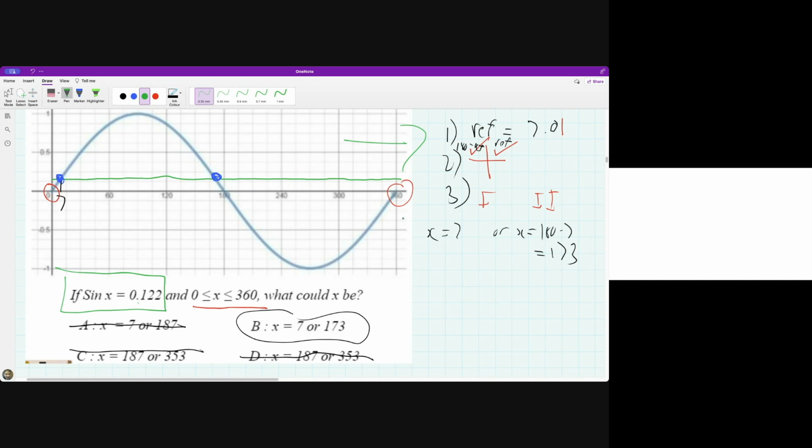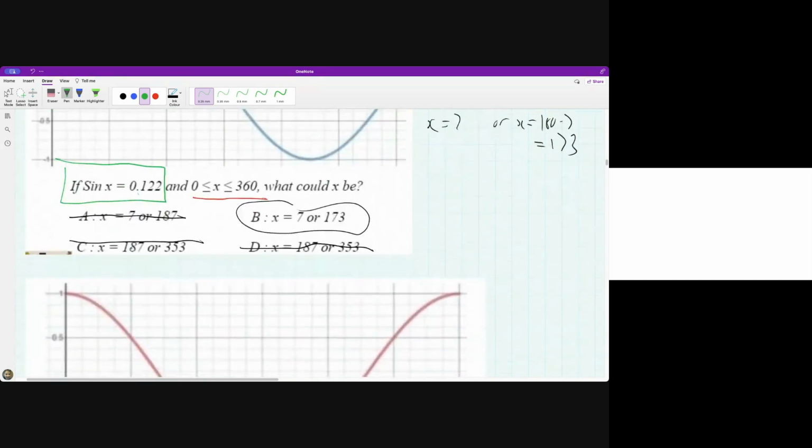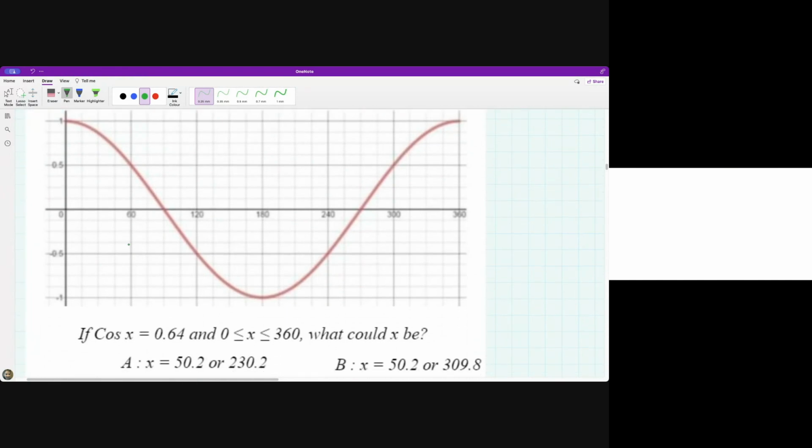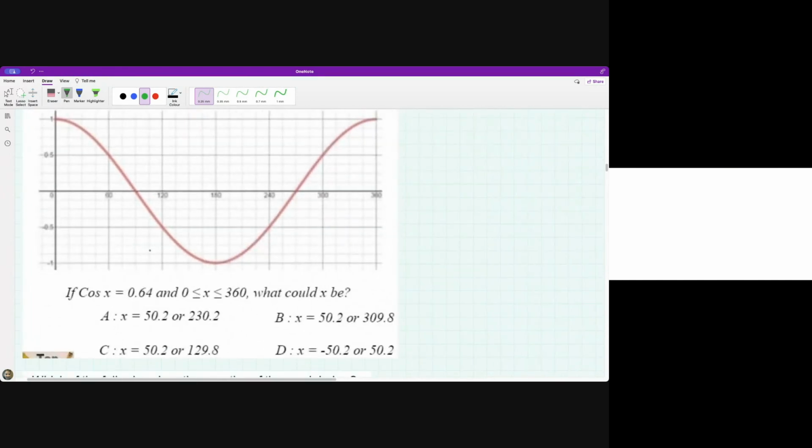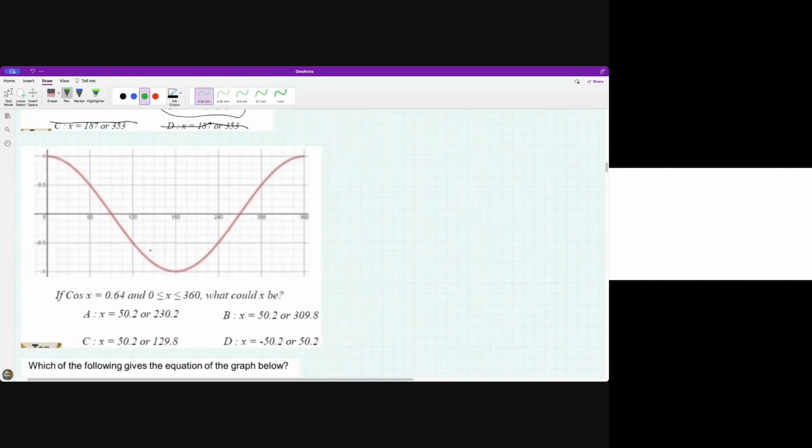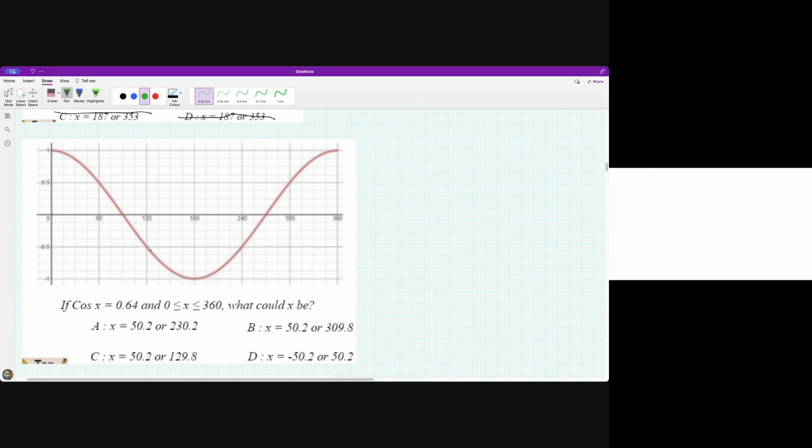So I'm going to do more of these examples, but I'm just wanting to reinforce this idea as we get going. Okay, here is your next question. Now you can use the graph or you can use theory, but you need to solve this equation. If cos of x equals 0.64, and I'm looking for the domain 0 to 360, which of the following 4 questions would be correct?